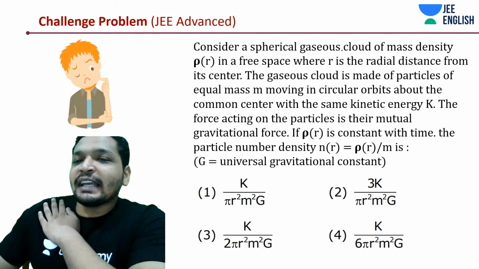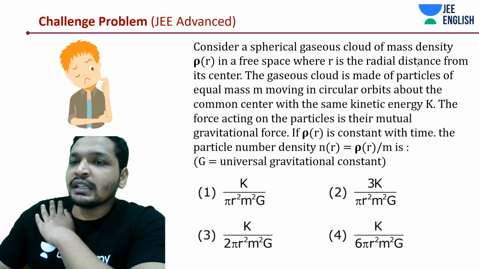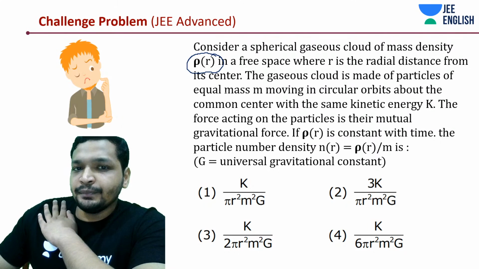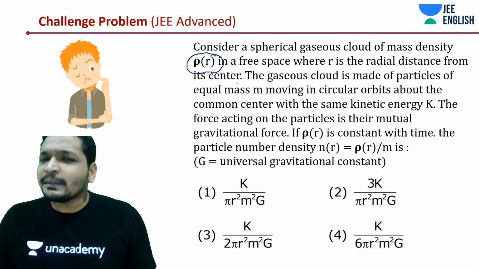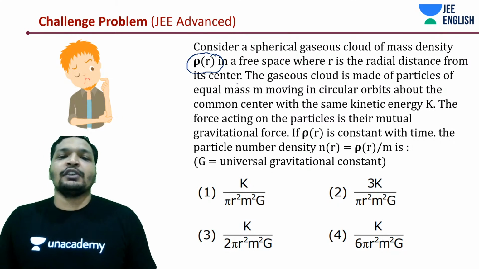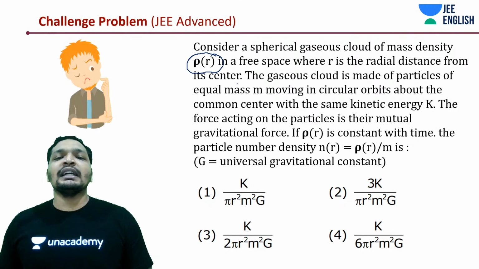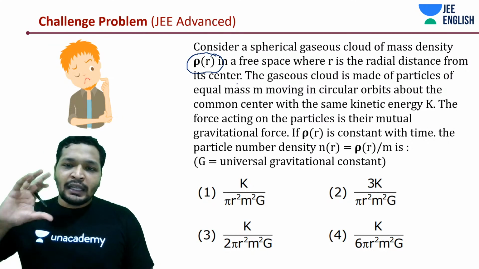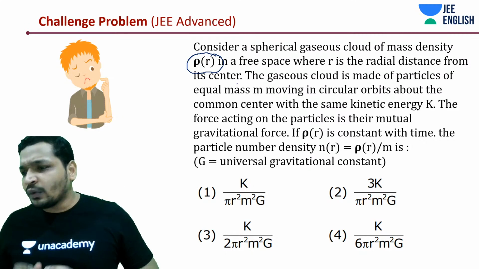Consider a spherical gaseous cloud of mass density rho r in free space, where r is the radial distance from its center. So the density is varying with r, and it's a gaseous cloud. Think of it like most of the planets, which are nothing but gaseous clouds. The cloud is made up of particles of equal mass m moving in circular orbits about the common center with the same kinetic energy k. They are all rotating around the center, and the kinetic energy is going to be k for every single one of them.